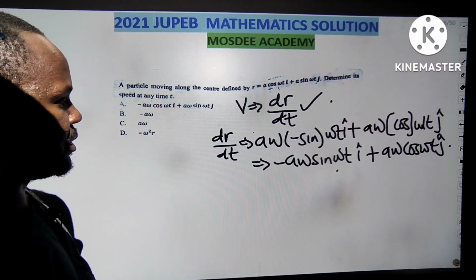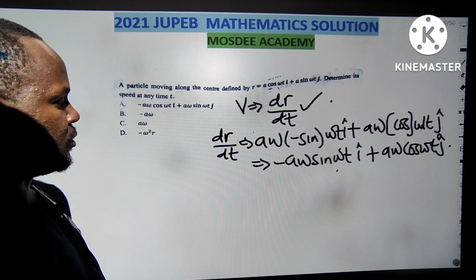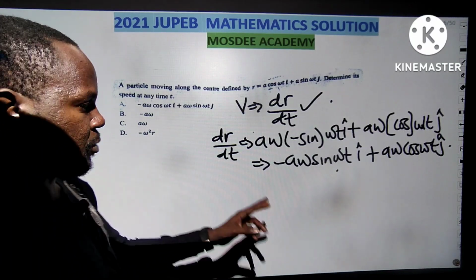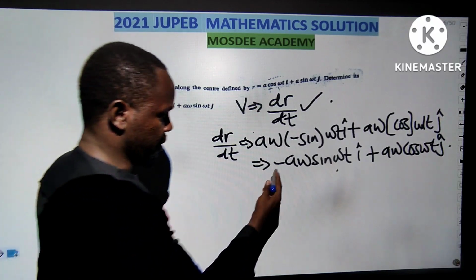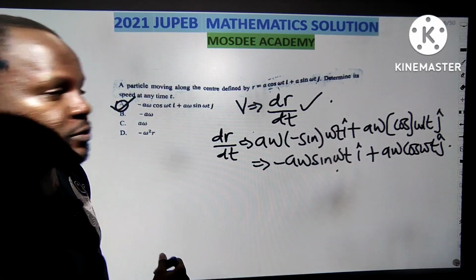But if you look at the options here, none of this works until you multiply through by minus. So if you multiply through by minus, then you have what? It goes without saying this is the answer, because when you multiply through, this will be plus, this will be minus. So please note that. Next one.